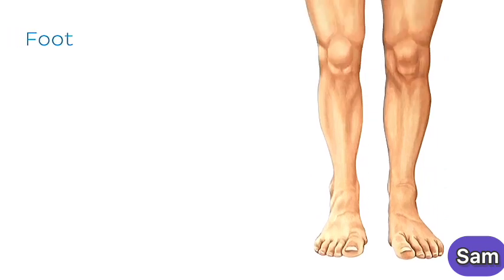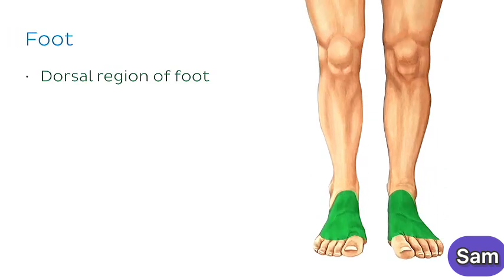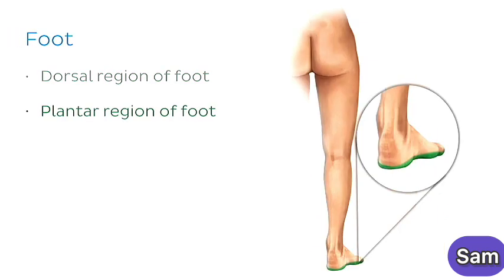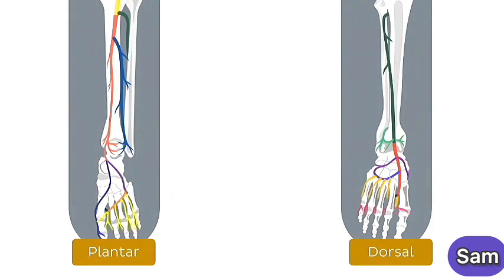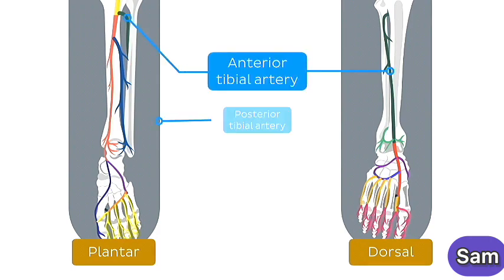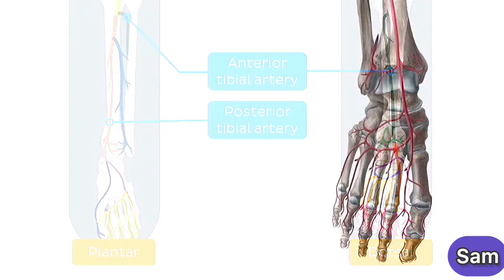The foot is divided into superior or dorsal and inferior or plantar regions of the foot. The dorsal region faces upwards, while the plantar region is the surface that makes contact with the ground, or the sole of the foot. Arteries that supply these regions originate from the anterior and posterior tibial arteries.